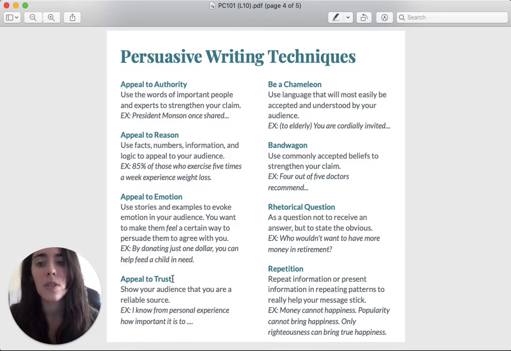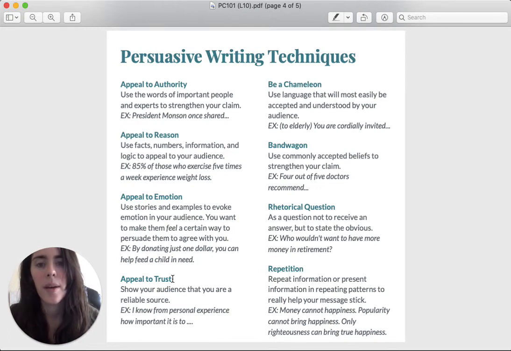Now, an appeal to trust, this is where you can show your audience that you are a trustworthy source. You want to say, I know from personal experience how important it is to, and then whatever your subject is. Another way is to be a chameleon. You always want to use language that will be most easily accepted and understood by your audience. You'll speak much differently if you're writing a paper to share in a youth conference talk than you would if you're addressing your elderly grandmother. You might use words like cordially for the elderly, something like that.